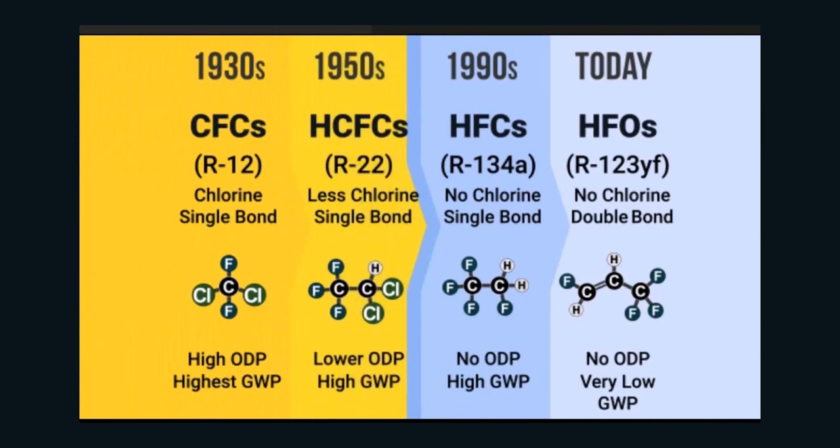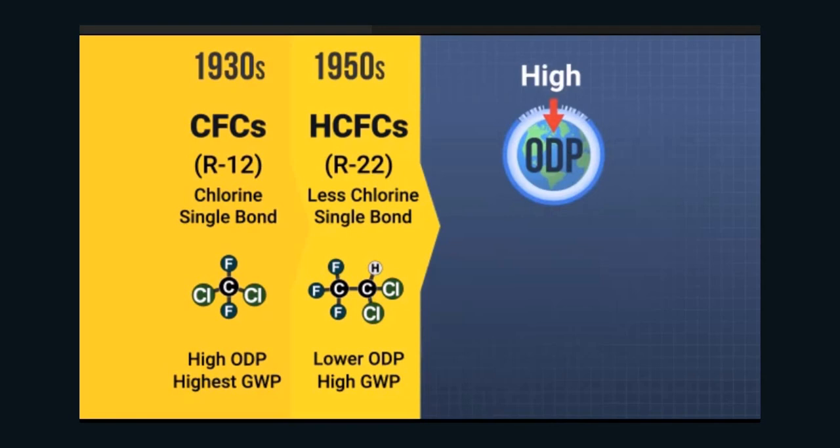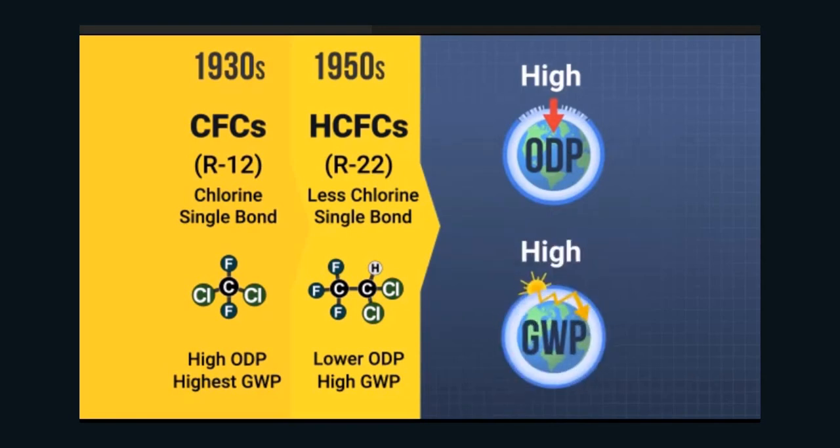CFC and HCFC refrigerants were widely used in the 20th century because they are relatively inert, non-flammable, and non-toxic, which make them much safer than early refrigerants like ammonia, sulfur dioxide, and methyl chloride. However, CFCs and HCFCs are being phased out because it was discovered that they have both high ozone depletion potential, or ODP, and high global warming potential, or GWP.